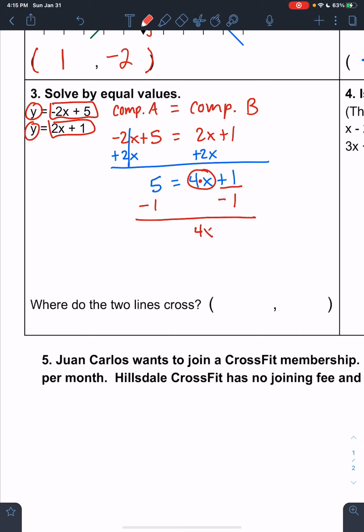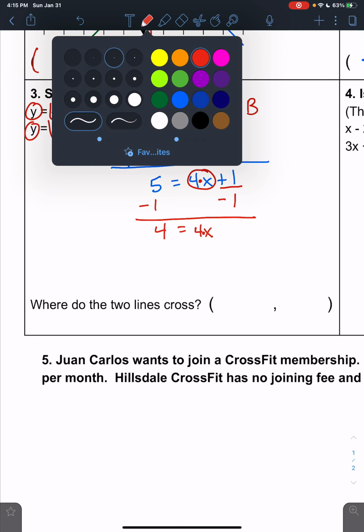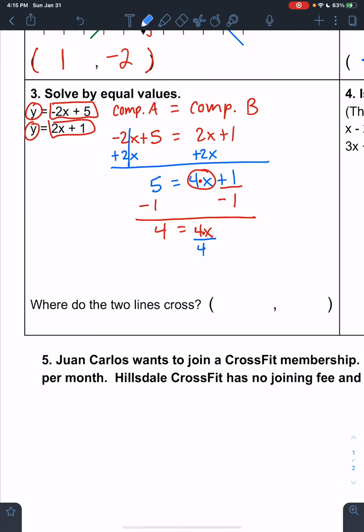I get 4x is now equal to 4. Again, it's multiplication. The opposite of multiplication is division. So we have x equals 1.